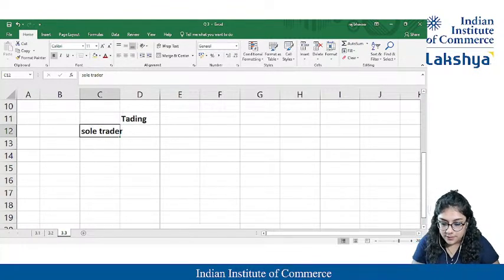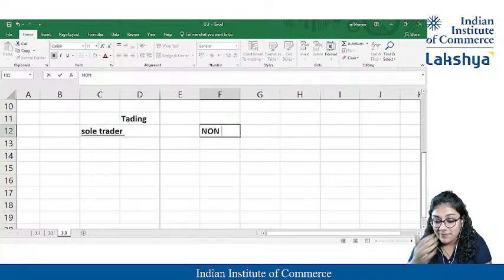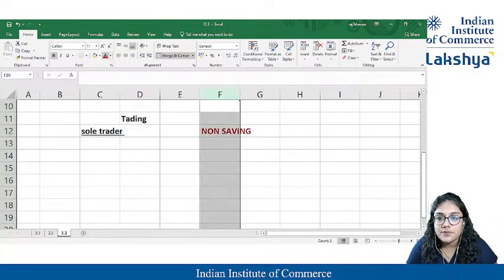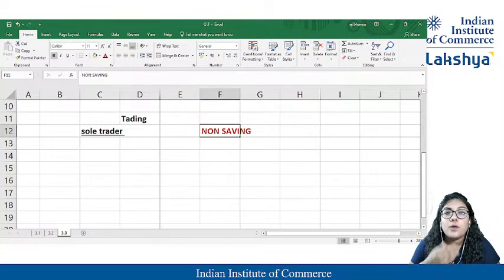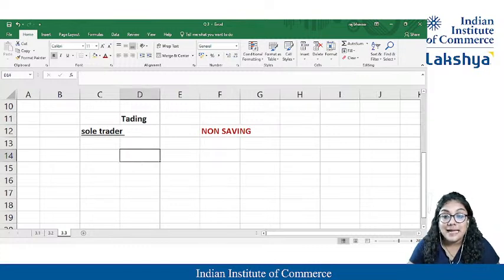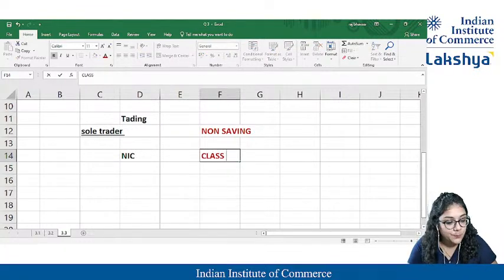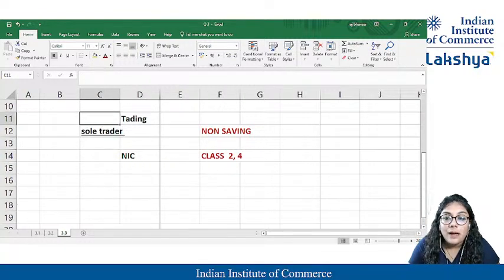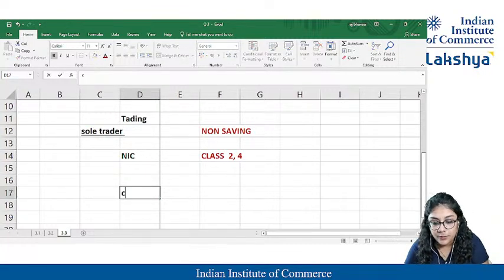If I am the sole trader, now students, what will be applicable for me? I will be earning something that is known as non-savings. Because of the hard work, you're going to get earnings. In that non-savings, what will I be getting an NIC for? I will be getting class 2 and class 4 NIC. Now, after the trading, I just wanted to incorporate a company. That means I want to incorporate a company.